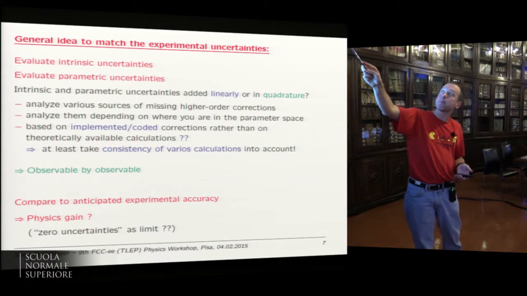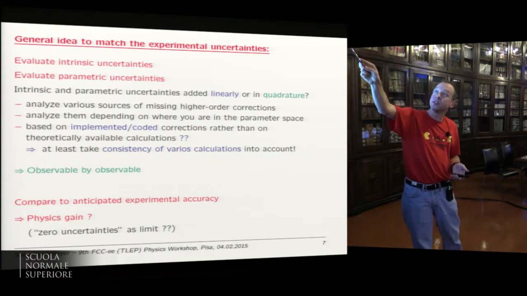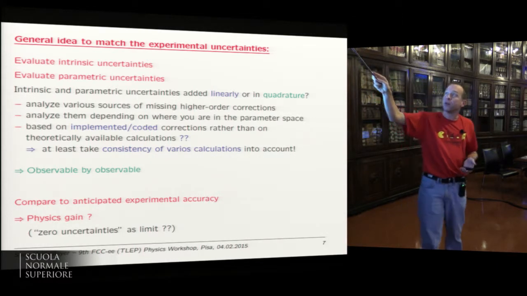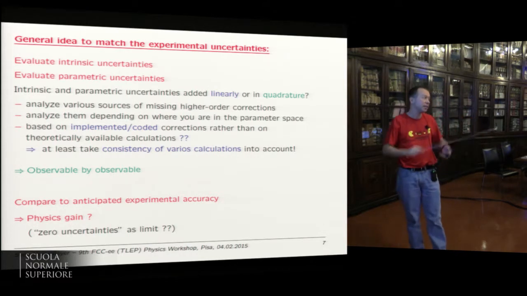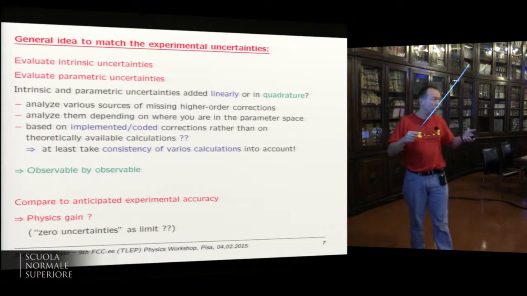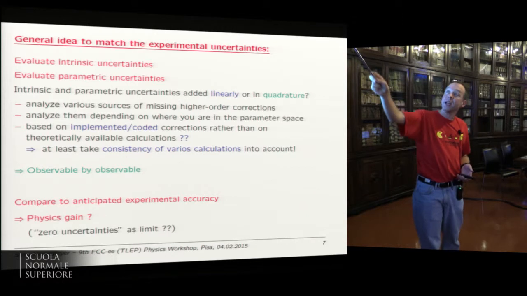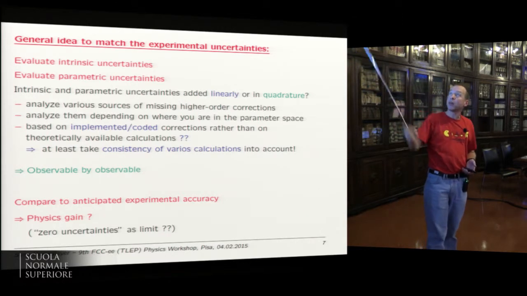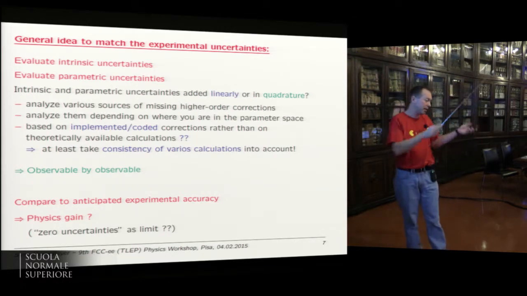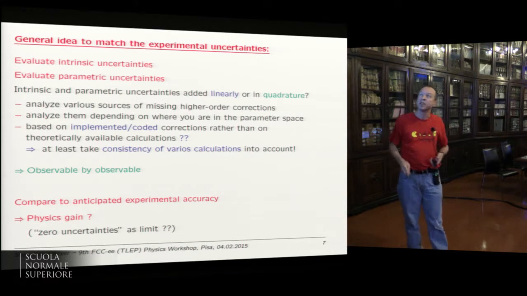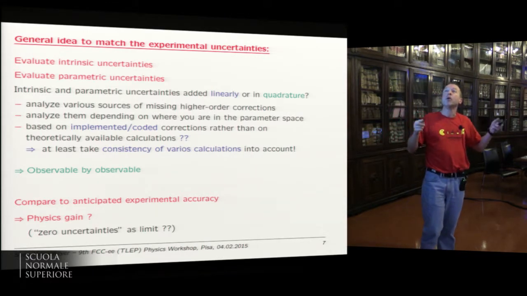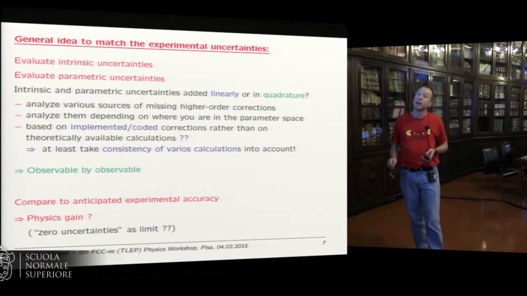If you look at these intrinsic uncertainties, one has to analyze the various sources of missing higher order corrections, let's say order by order. They also have to be analyzed depending on where you are in the parameter space. It's clear that extreme parts of parameter space can give you different answers, so the overall answer can't be a certain number, but is normally parameter dependent.